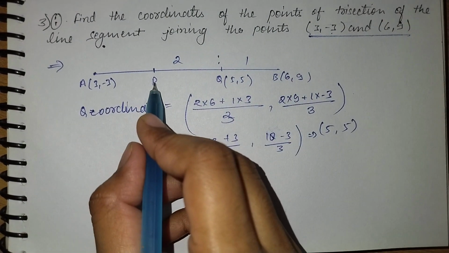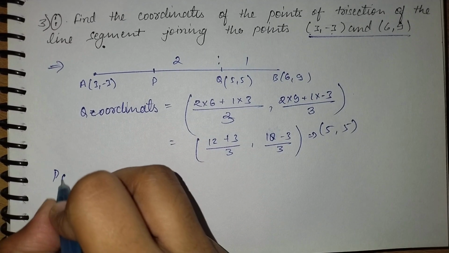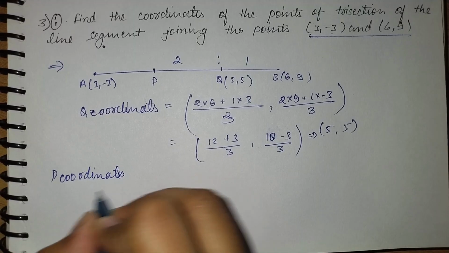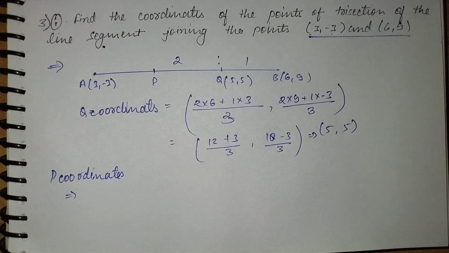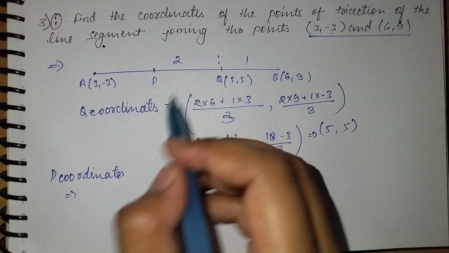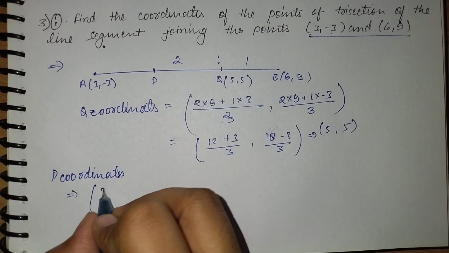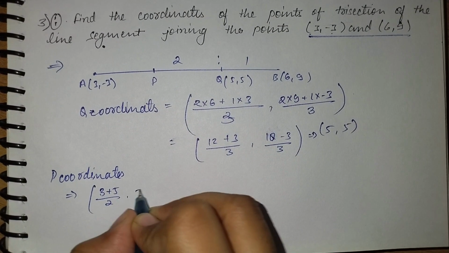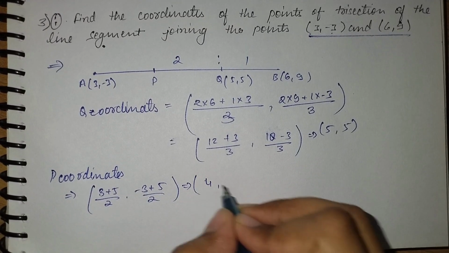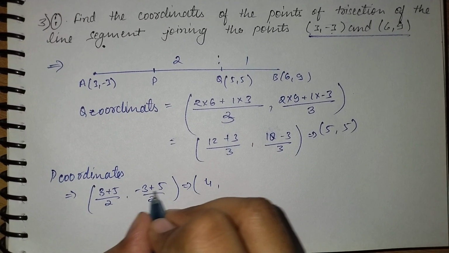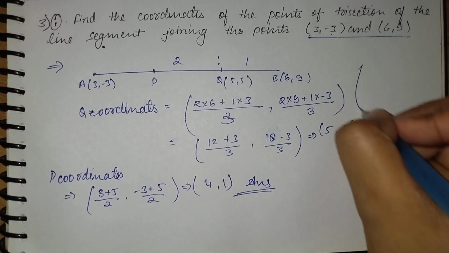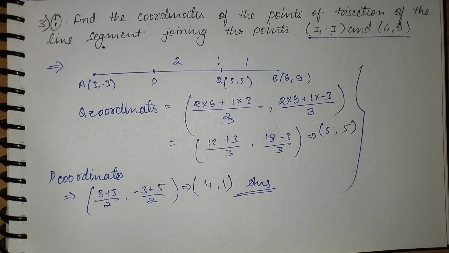Now if we want to find the value of P, then the coordinates of P will be the midpoint of 3 comma minus 3 and Q. That will become (3 plus 5) by 2 comma (minus 3 plus 5) by 2, equal to 4 comma 2 by 2, that is 1. So these are the coordinates of P, and this is the solution of question number 3, first part.